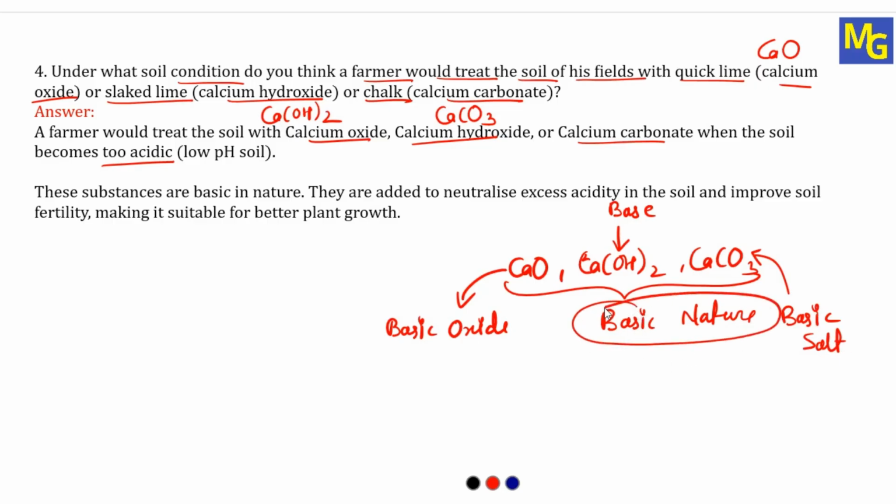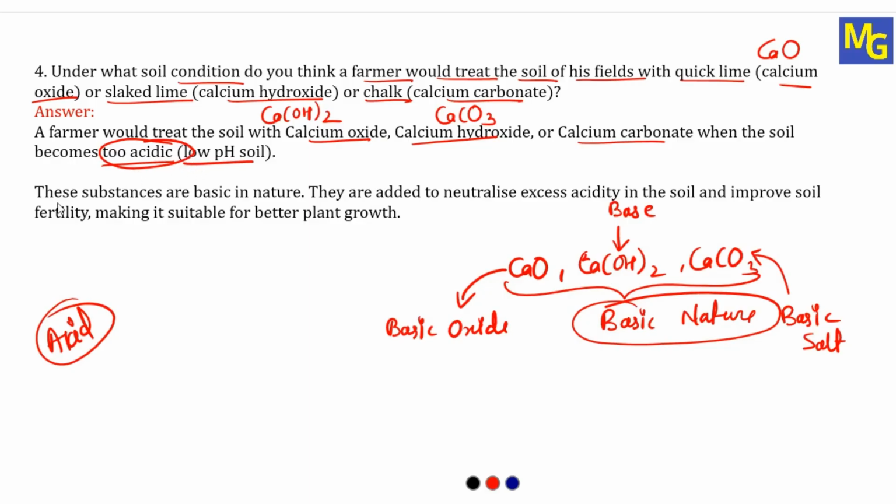So if the substance we have is acidic, then we will use a basic substance. Therefore, now we are going to add these to the soil. So if the soil pH is low or it is too acidic, then to neutralize it, we have to add a base. Therefore, remember, a farmer would treat the soil with all these chemicals when the soil has low pH, or it is too acidic.